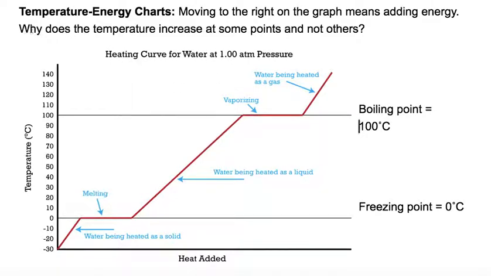So the question, why does the temperature increase at some points and not others? The answer to that question is sometimes the energy that we add is going to raising the temperature. Sometimes that energy is going to changing the phase.